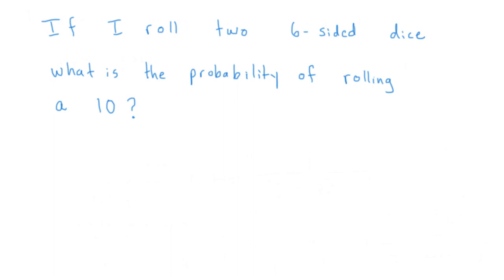All right, so here's another example. Same experiment, so I'm rolling 2 6-sided dice. What's the probability of rolling a 10? Now, of course, what I mean by rolling a 10 is that I roll the dice, and the sum of the 2 dice is a 10.